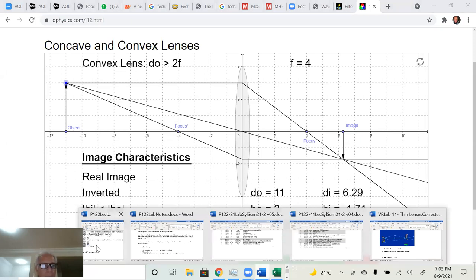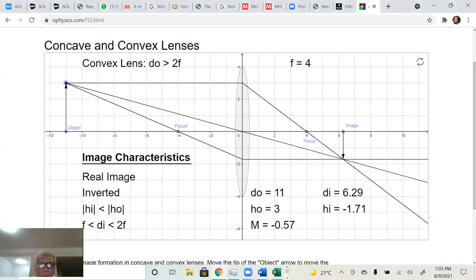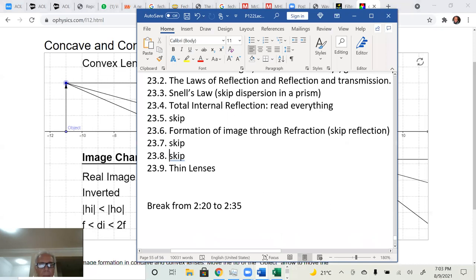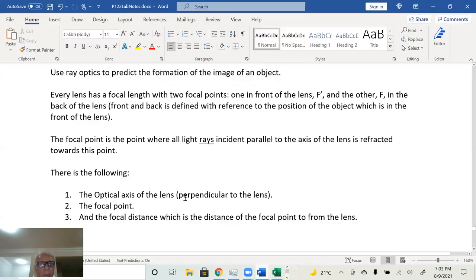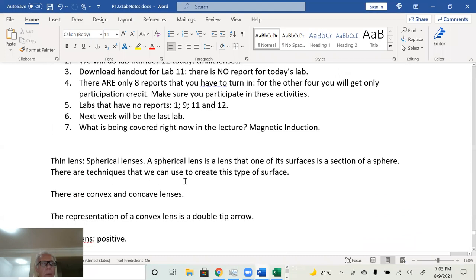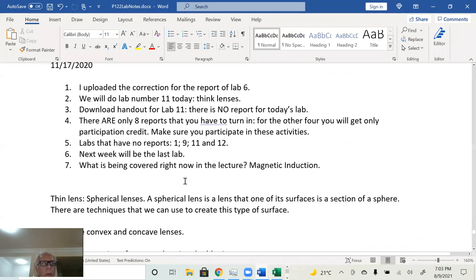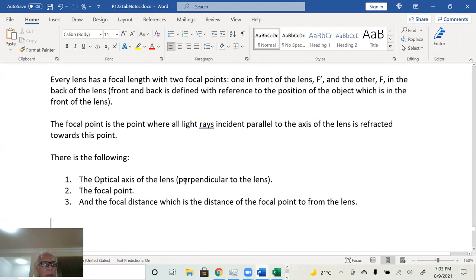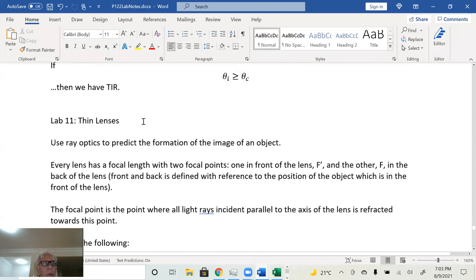I'm gonna write that down for you. By the way, there's no lab report for this lab, right? There's no report for this lab.